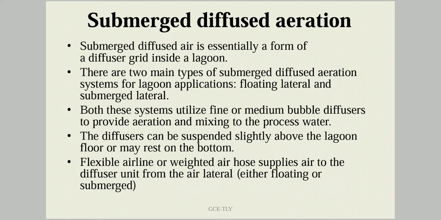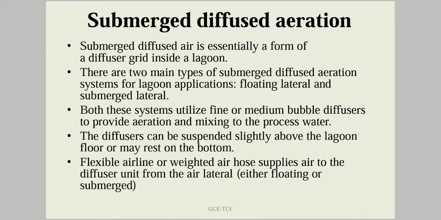Next one is submerged diffused aeration. Here the aerators are fixed inside the lagoon. There are two types of submerged diffusion aeration system: one is floating lateral and one is submerged lateral. Both use fine or medium bubble diffusers to provide the aeration and the mixing of the process water.